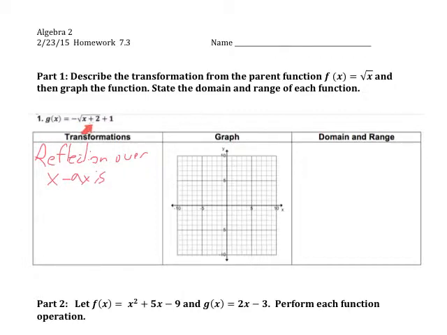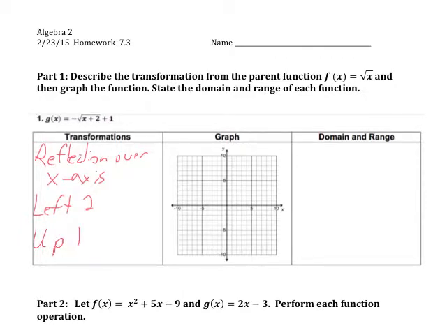The plus 2 inside there, that's causing it to go left and right, in this case left 2. And the plus 1 back here at the end is going to cause it to shift up, in this case up 1.